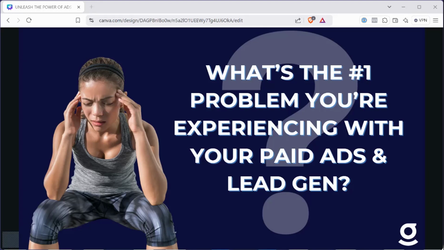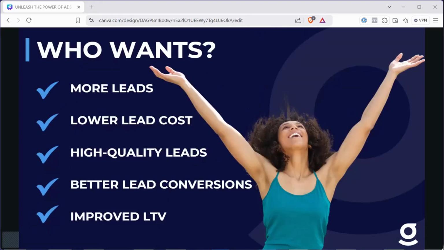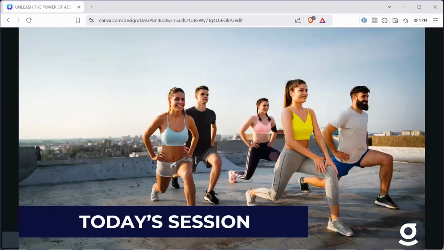Anyone else? Any other issues with your paid ads and lead gen? The high lead cost is definitely one. So we all want more leads, lower lead costs, higher quality leads, better conversions, improved lifetime value. If the answer is yes, you're in the right place. We all want these things. So we're going to show you ways to actually achieve that.